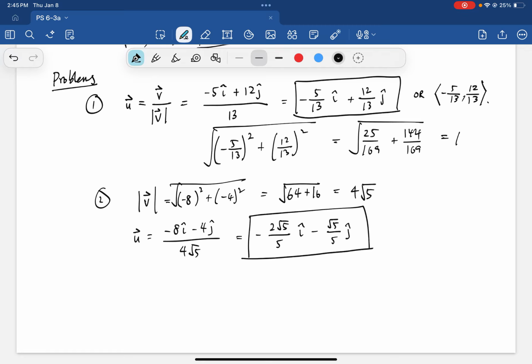Okay, then you would verify the magnitude here. So you would do 2 root 5 over 5 squared plus root 5 over 5 squared, which equals 4/5 plus 1/5. Just one.